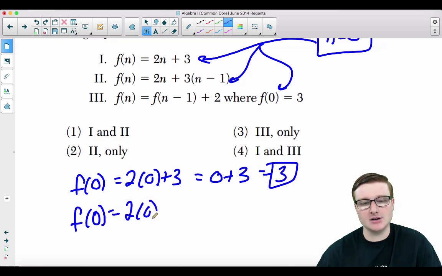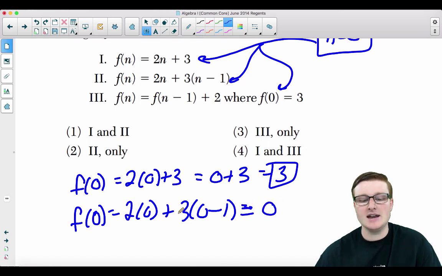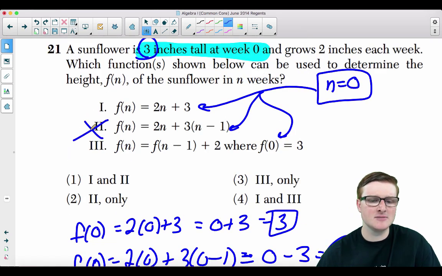Choice 2, if you take 0 and plug it in, you get f of 0 is equal to 2 times 0 plus 3 times 0 minus 1. Great. 2 times 0 is 0. Now 3 times 0 minus 1. 0 minus 1 is negative 1. So that's 0 minus the 3. That's negative 3 inches? No, that makes no sense. So choice 2 is out of here.